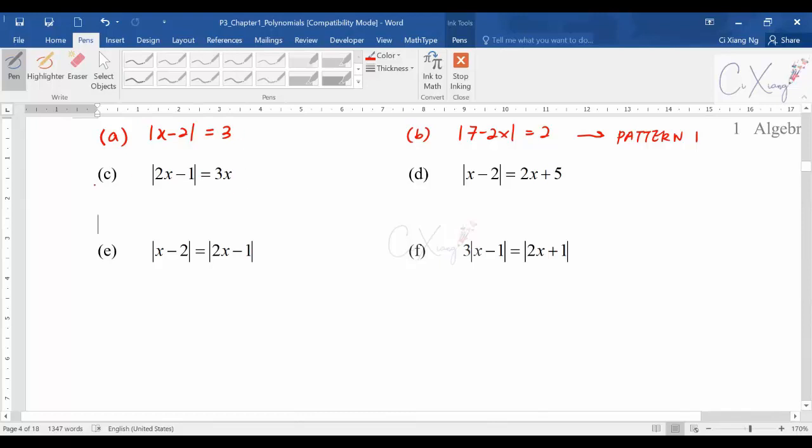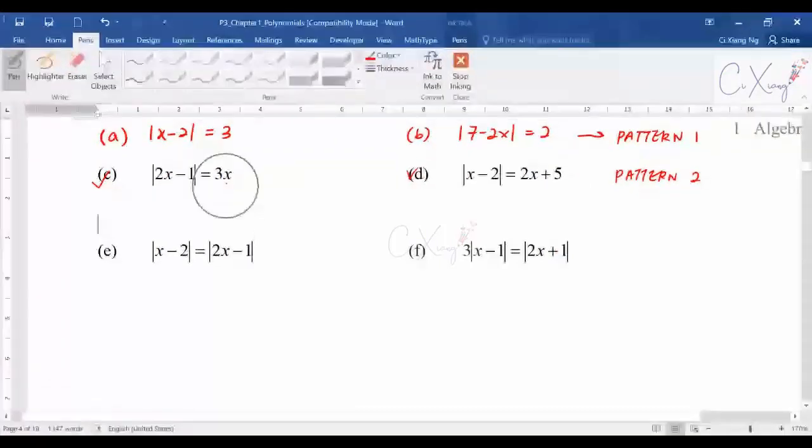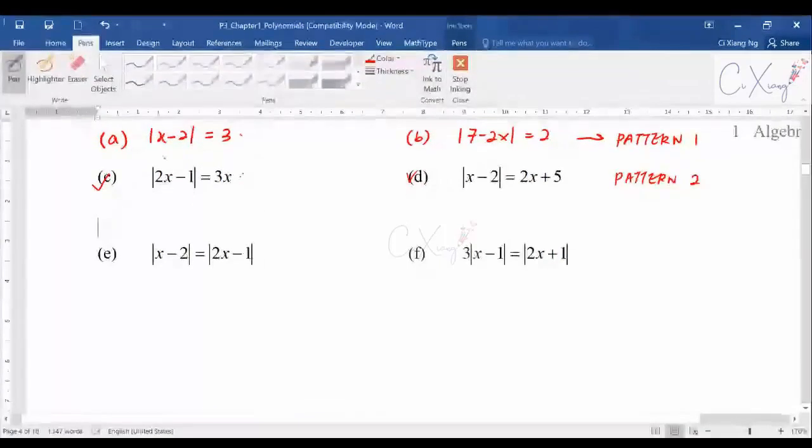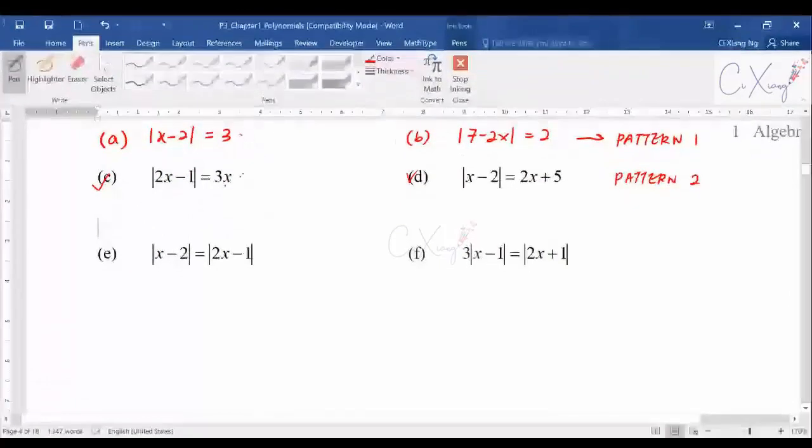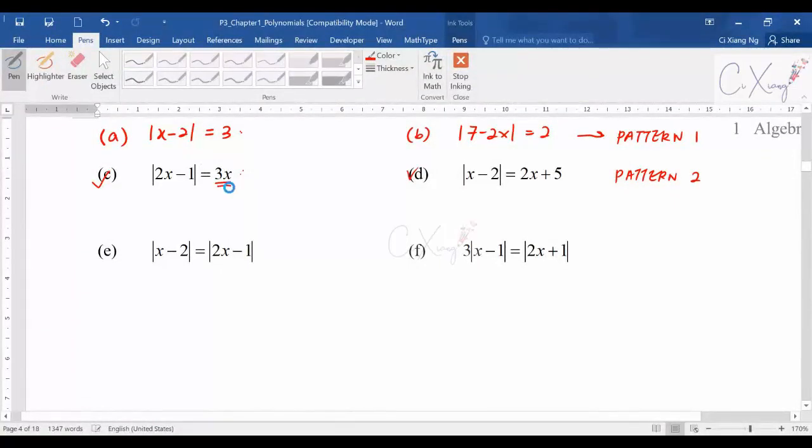Then for C and D, I usually call it the second pattern, pattern number 2. How I look at this pattern is that one side has a modulus, and the other side is a function. Compare A and C. Both have a modulus function on one side. But for part A, the other side is a number only. For part C and D, the other side has no modulus, but it is a function, 3x, which has x in it. A and B are only numbers. So this one has x, and I call it pattern number 2.